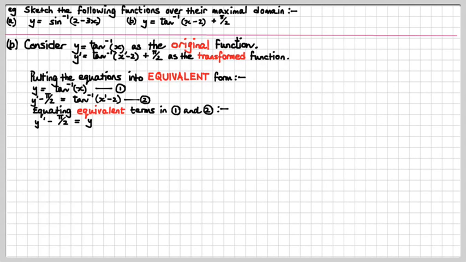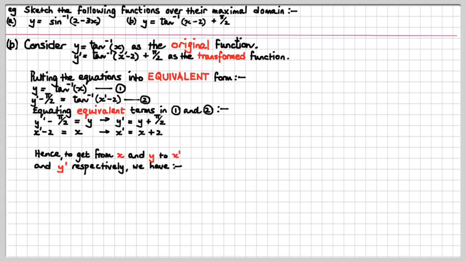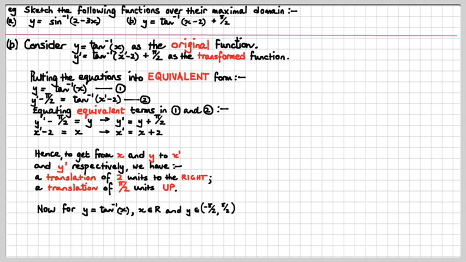So now we can start equating equivalent terms. y dash minus pi/2 equals y, and x dash minus 2 equals x. So there's a translation in both x and y, right? So y dash is y plus pi/2. We make y dash and x dash the subject when we're doing a backwards analysis, and we can now read it off as I was just saying before. To get from x and y to x dash and y dash respectively, you can see that you've got a translation of 2 units to the right and a translation of pi/2 up. Yes, that's true.